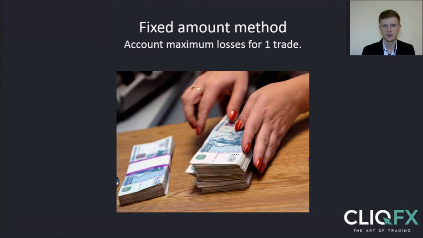This method is quite good, but one minus is that when your deposit changes, like 2 times or something, you have to review and change this fixed amount. When you have $20,000, $200 for profit and for losses is like 1%, but when you have $40,000, it's going to be like 0.5%. So you need to increase it with the deposit and decrease it when your deposit is going down.